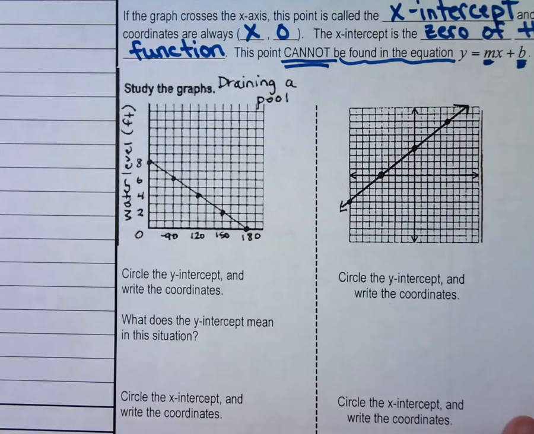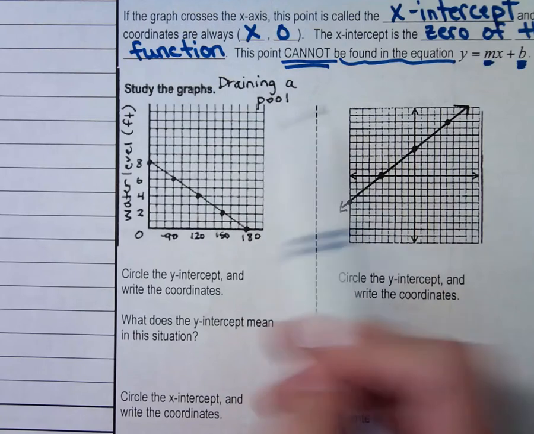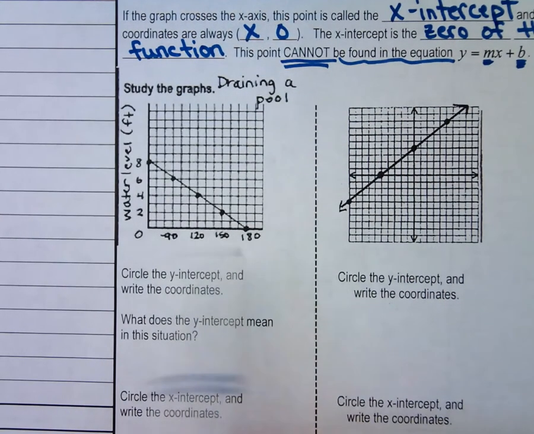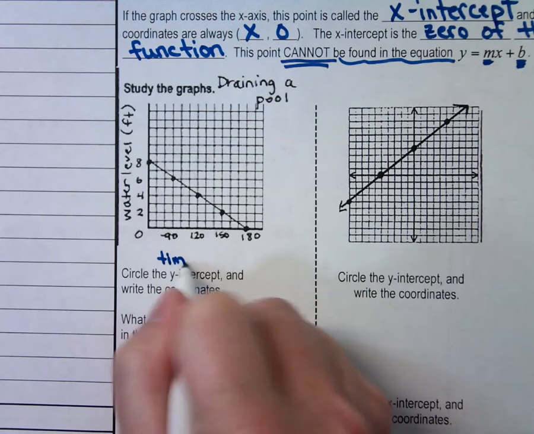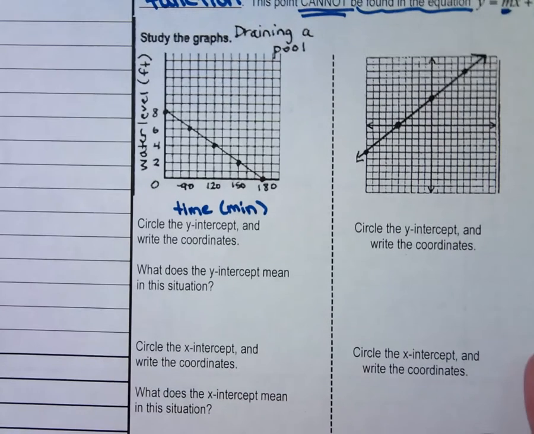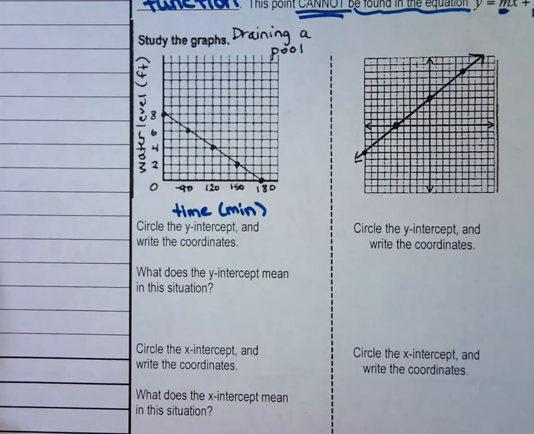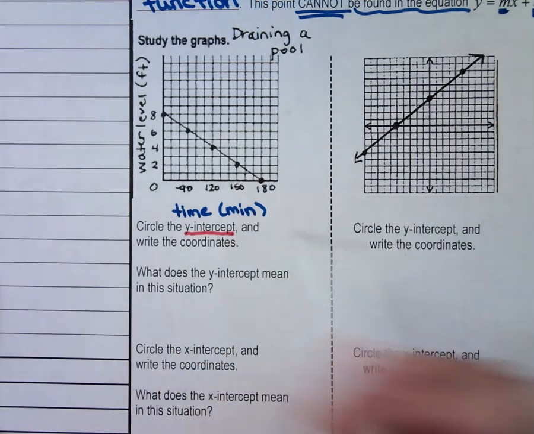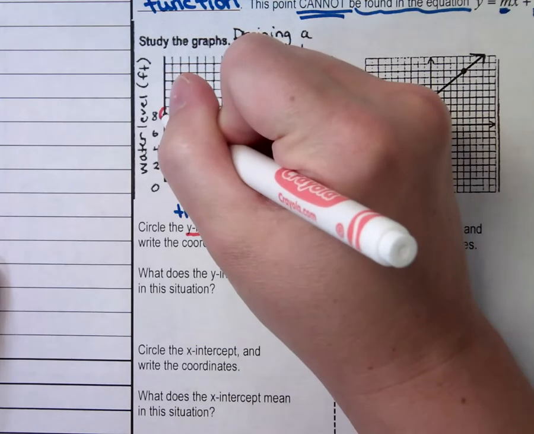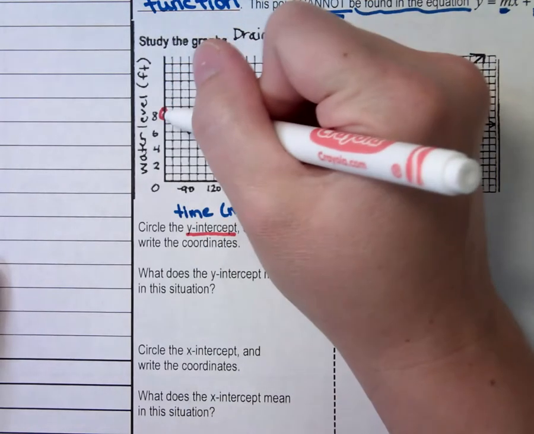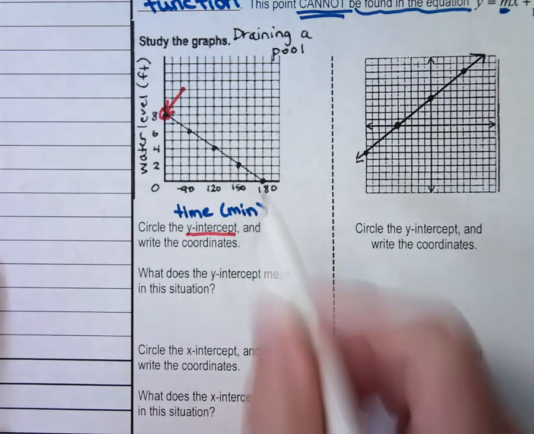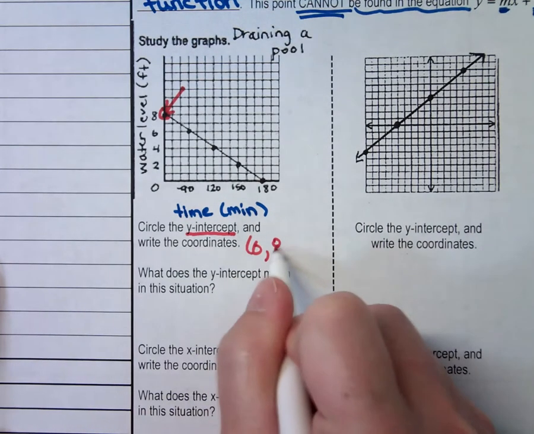Okay, this first graph we have here is an example of draining a pool. We see our water level in feet versus, we don't have it labeled here, but this is our time in minutes. Okay, the first thing it tells us to do is to circle the y-intercept and write the coordinates. So the y-intercept, that's where the graph crosses the y-axis. So here's our y-axis, and it doesn't have to cross, it can just touch. So wherever the graph touches or crosses the y-axis, that's our y-intercept right there. And what are its coordinates? 0, 8.